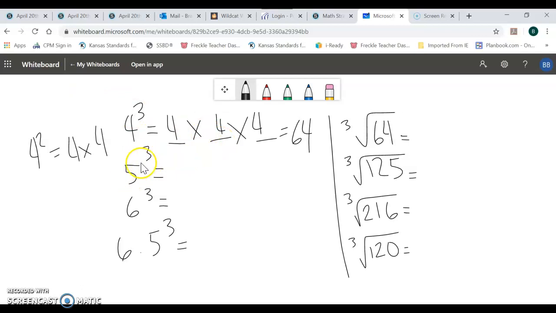Okay, let's do 5 3 times. Let's do 5 cubed. 5 times 5 times 5. You type that in a calculator probably. That's 125.